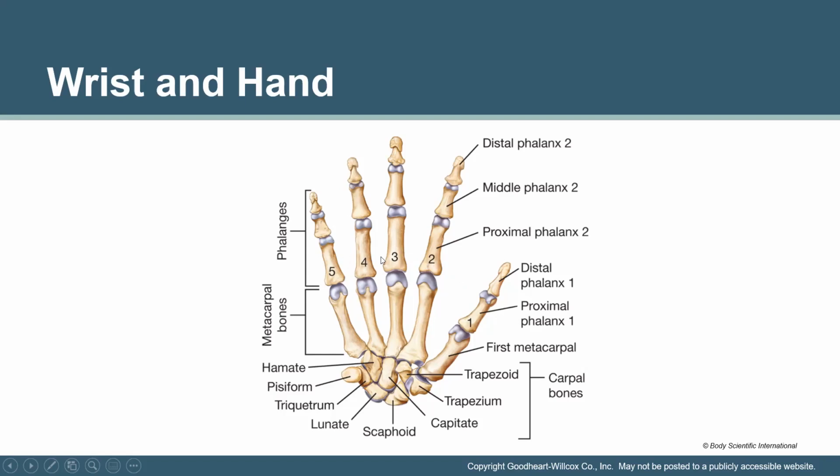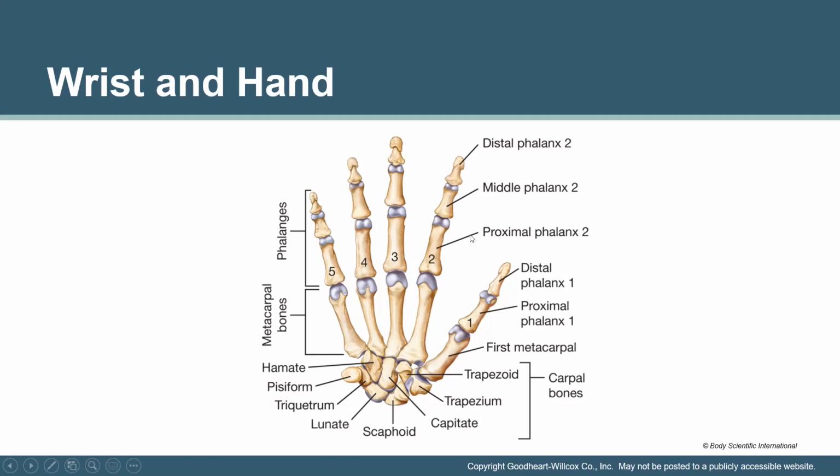Digits 2, 3, 4, and 5 all have 3 parts to them. They will have a proximal, middle, and distal phalanx. Proximal being the part of the phalange that will articulate with the metacarpal. The middle or intermediate phalanx, and then distal will be the farthest one out, the fingertips. Your fingertips of your pointer finger through your pinky finger. The thumb is missing the middle phalanx, only has proximal and distal.